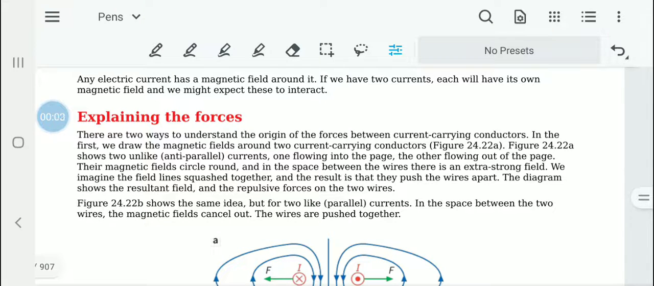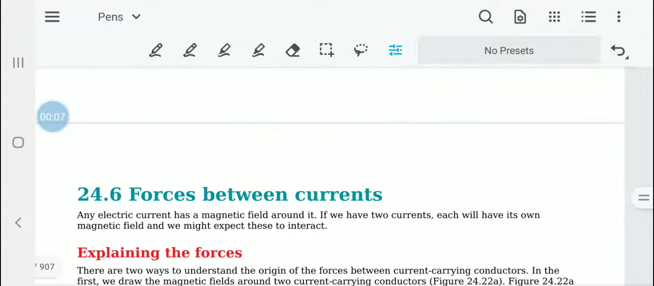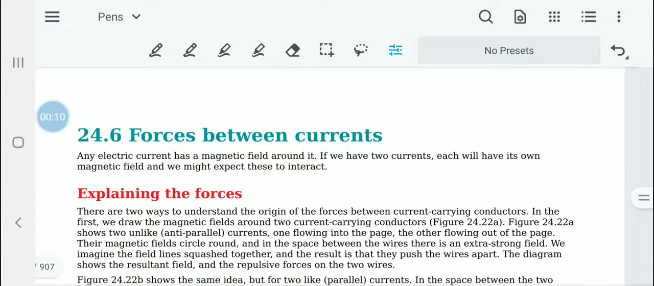Physics chapter 24 theory video 4. So now we are going to deal with forces between currents.